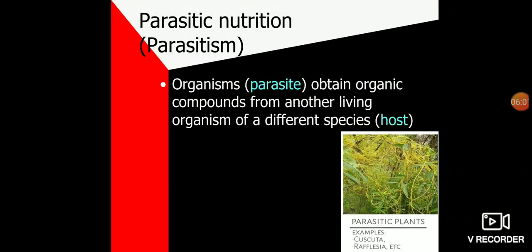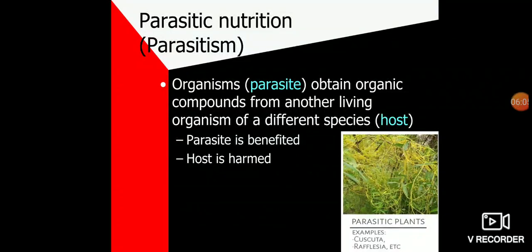This is parasitic nutrition or parasitism. The definition of parasitism is: organisms which obtain organic compounds from another living organism of a different species are called parasites, and this type of nutrition is called parasitic nutrition. Here the parasite is benefited but the host is harmed. So now I am going to describe it.